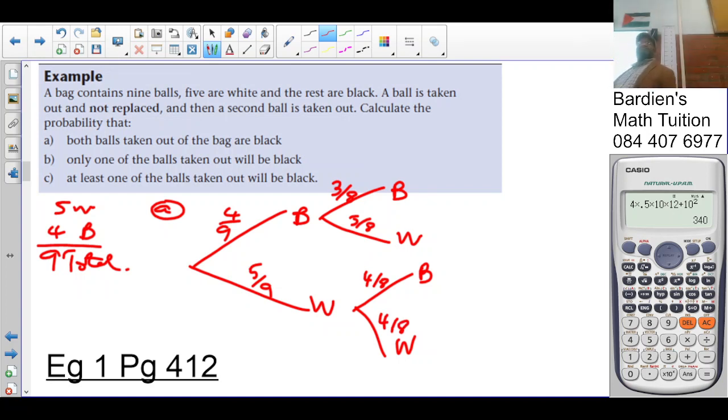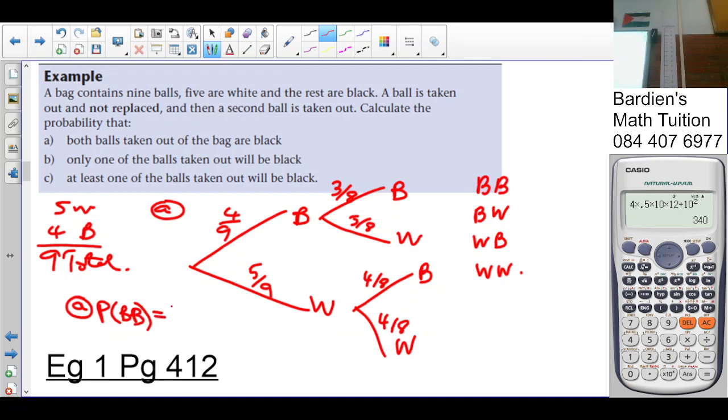Do you guys understand? So what are my possible outcomes? It could be 2 black, a black and a white, a white and a black, or a white and a white. Those are the outcomes you could have gotten from that scenario. But the question says both balls taken out of the bag are black. So it's the probability of the first ball being black, which is 4 out of 9, times the probability of the second ball being black, which is 3 out of 8. Okay.